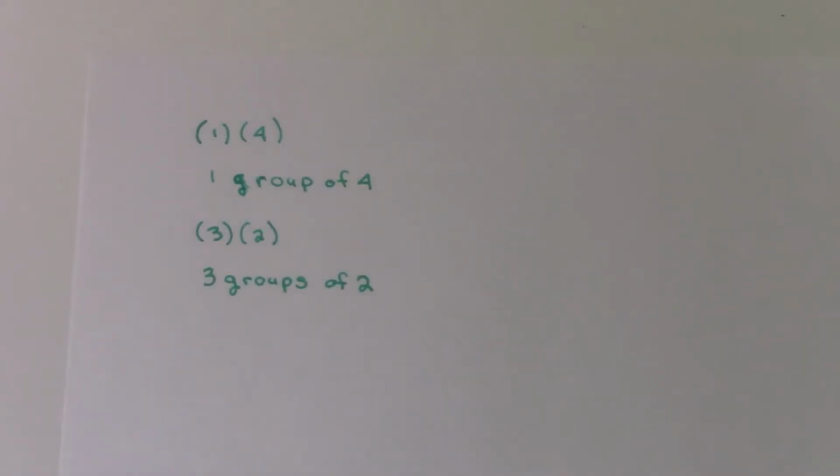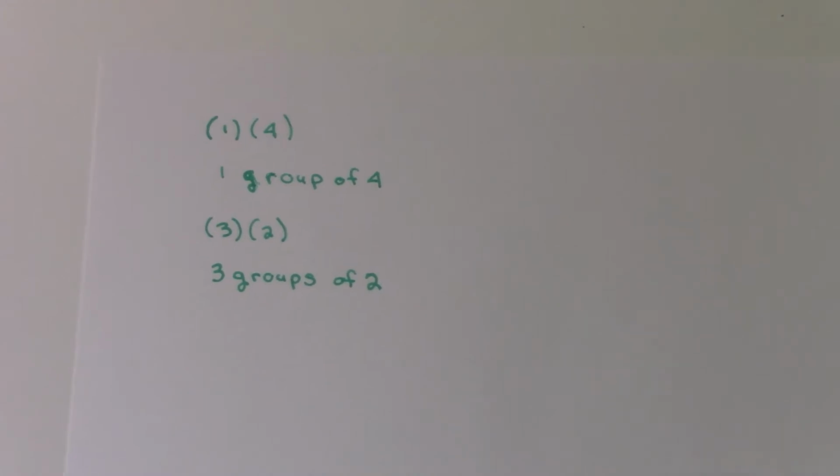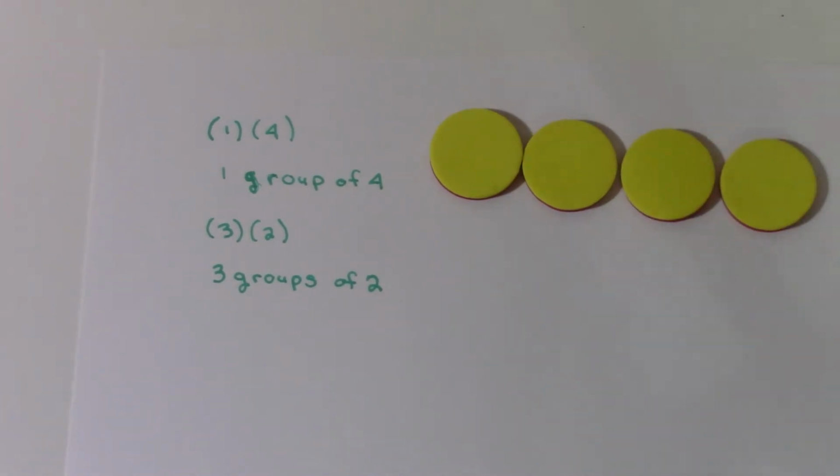Okay, as we get started, I'm going to go over a little bit of notation. When I have the number 1 in parentheses and next to it is the number 4 in parentheses, that means 1 times 4, which we can think of as one group of 4. And we can represent that this way. 1, 2, 3, 4. That's one group of 4, 1 times 4, which we know is 4.